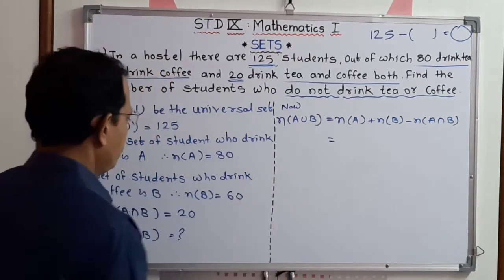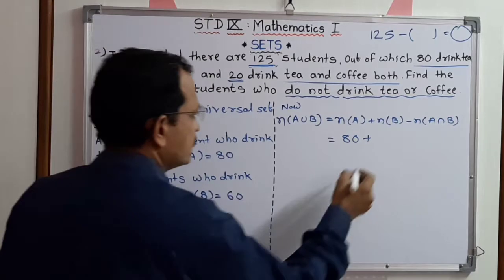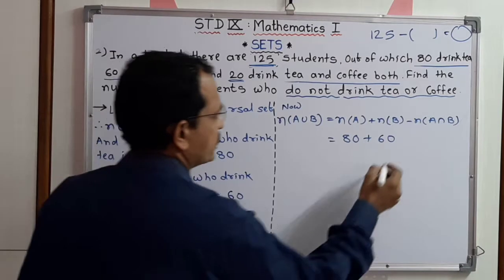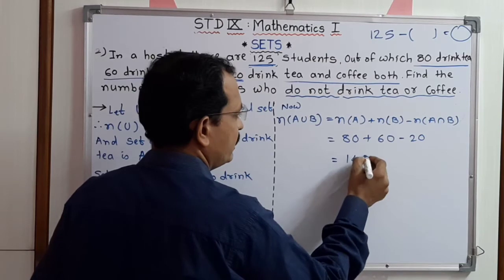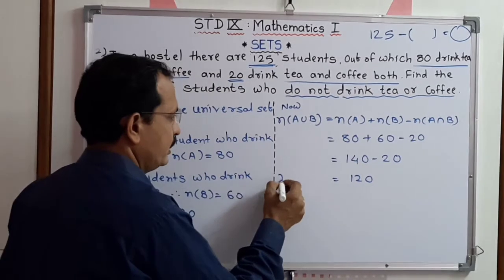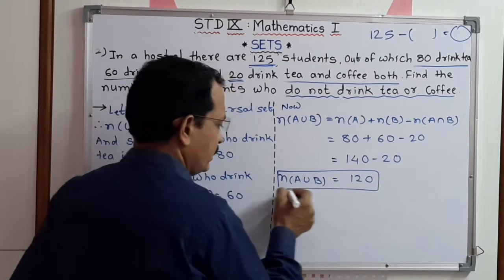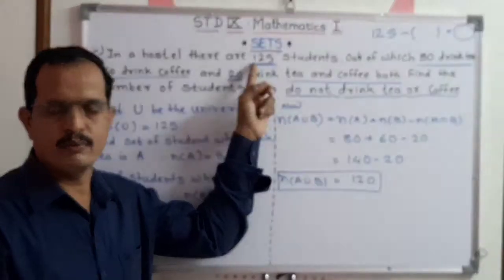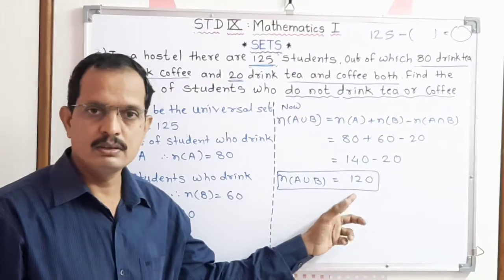Here the number of A is 80 plus the number of B is 60, and these 20 students are the number of A intersection B. It is 140 minus 20, therefore we get 120. Now, this number of A union B means 120 students. Out of these 125 students, 120 students take something.